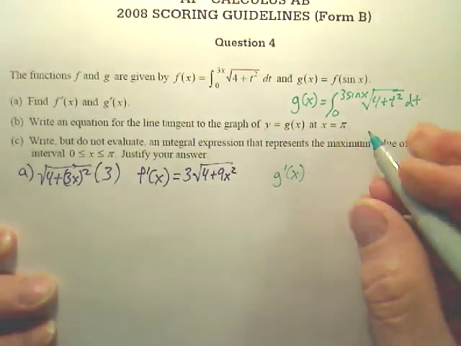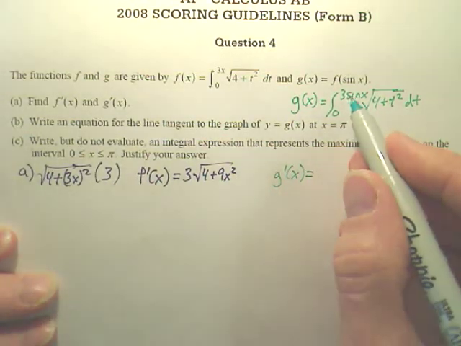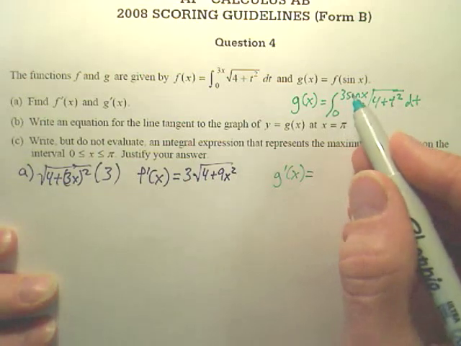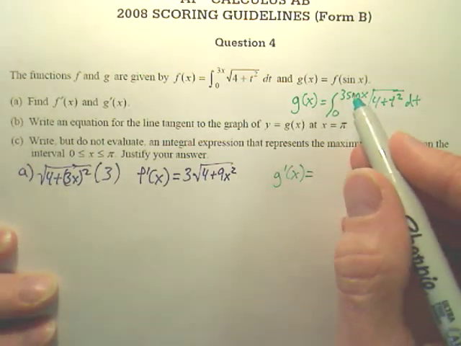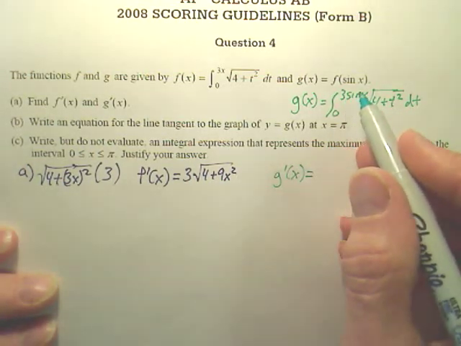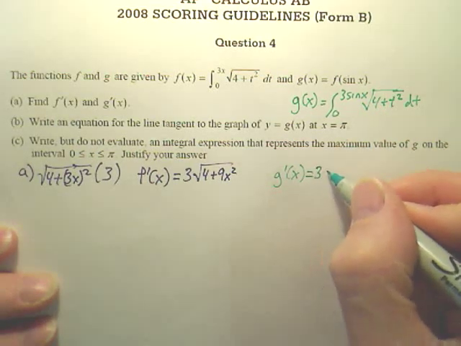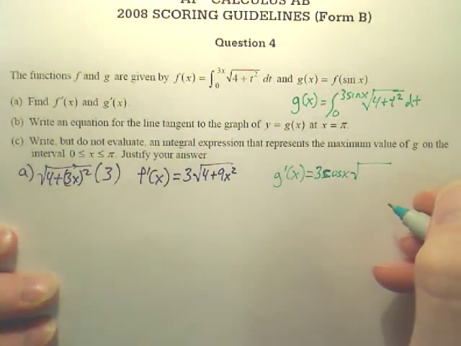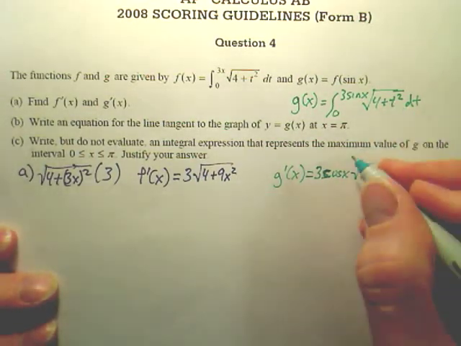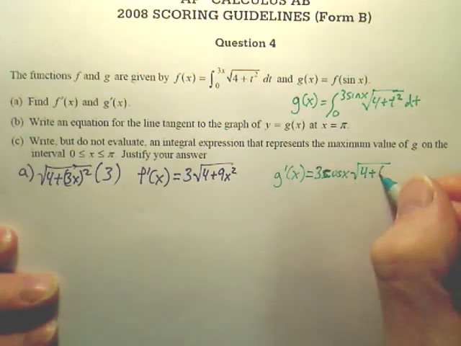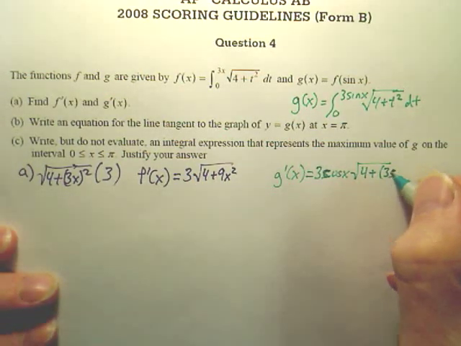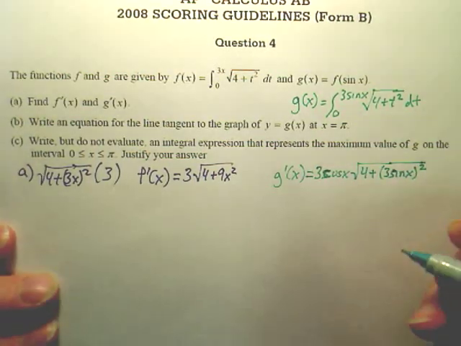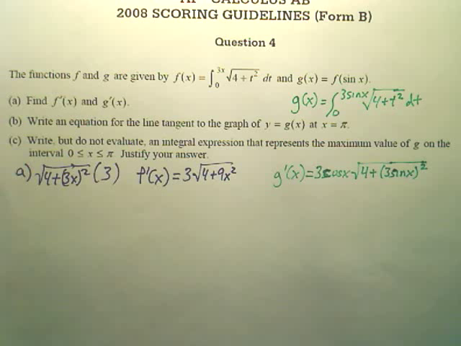g prime x. Well, when we plug in this into this and then derive this, I'm going to start off with this in front just to save myself time. What's the derivative of 3 sine x? Derivative of 3 sine x is 3 cosine x. Then the square root, and then don't you put 3 sine x here? So this is 4 plus 3 sine x squared.